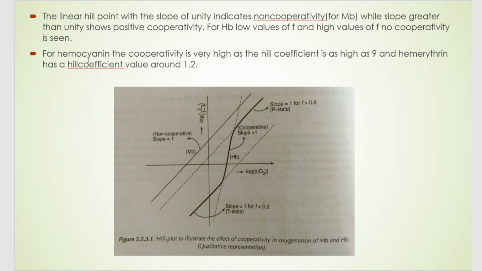And for the other two, that is hemocyanin and hemerythrin, which we will be studying in the next video, among all these four, that is hemoglobin, myoglobin, hemocyanin and hemerythrin, hemocyanin has the greatest cooperative effect value of around 9, and hemerythrin has around 1.2, that is almost equal to myoglobin.